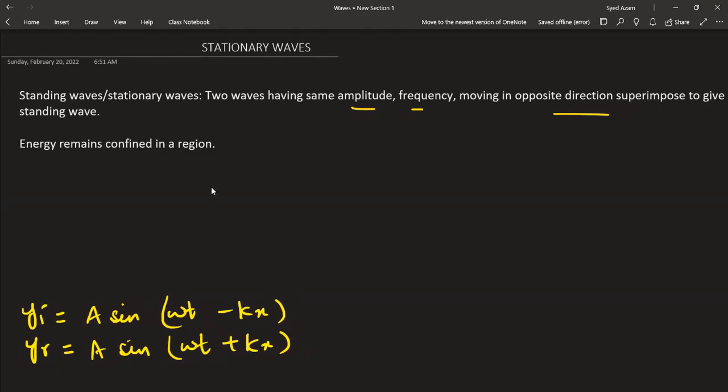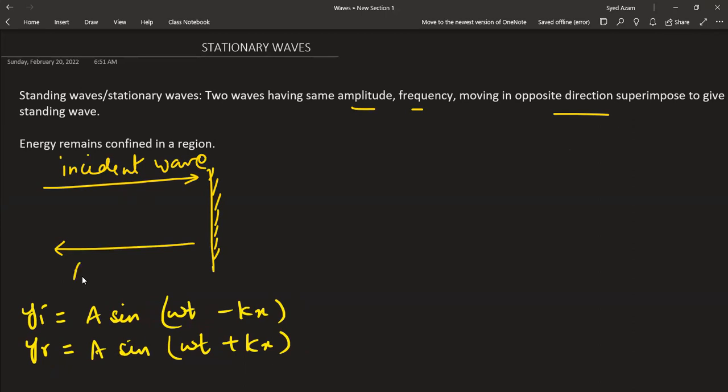Energy remains confined in the region. It means, suppose this is the rigid end, this is the incident wave, and this is the reflected wave. One you can take as positive, the other as negative. So y incident will be a sine (omega t minus kx). Reflected will be a sine (omega t plus kx).